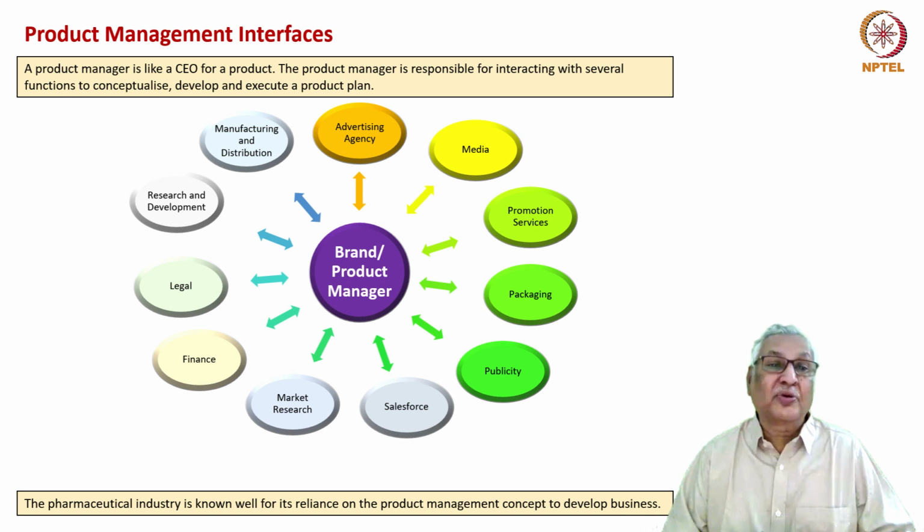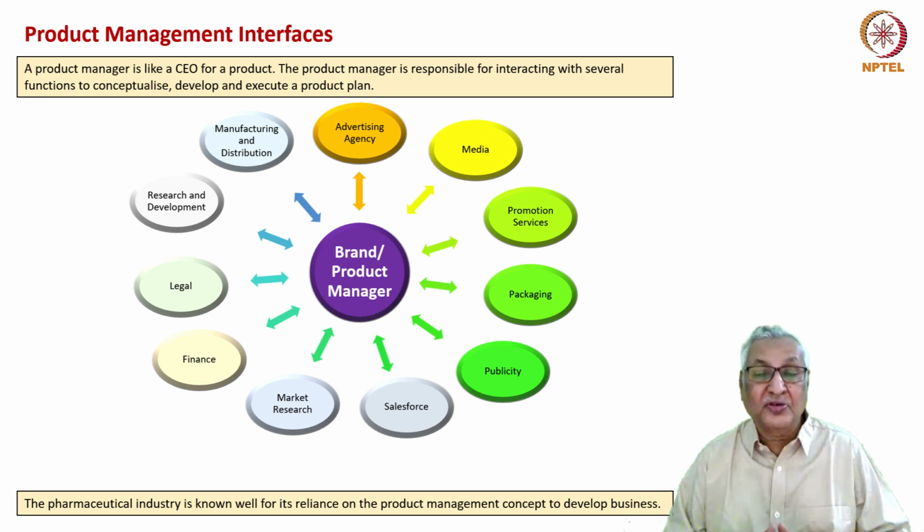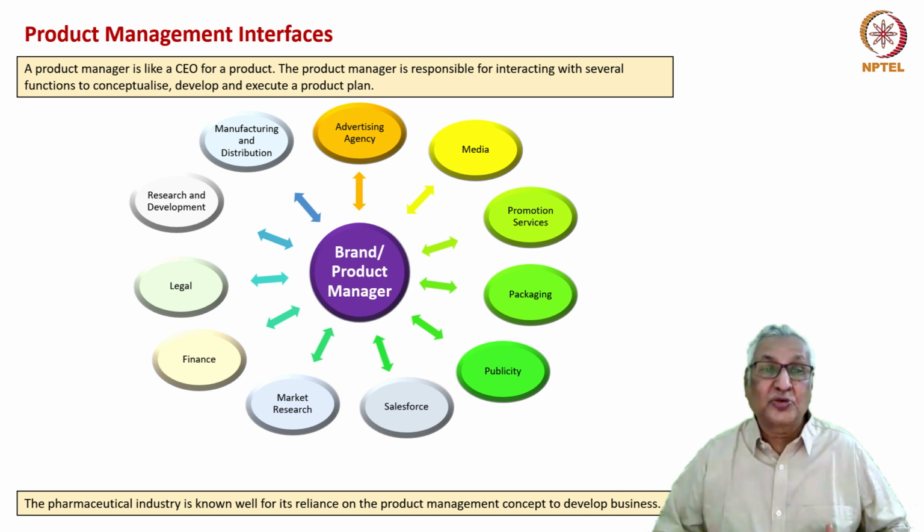What is the role of a product manager? A product manager is almost like a CEO, or chief executive officer, for the product. He owns the product. He has the responsibility and accountability to develop the brand. He is also responsible to act as a project manager, making sure that all the activities from pre-launch to post-launch and actual sales are well conceptualized, well planned, and executed as per a clear product plan.